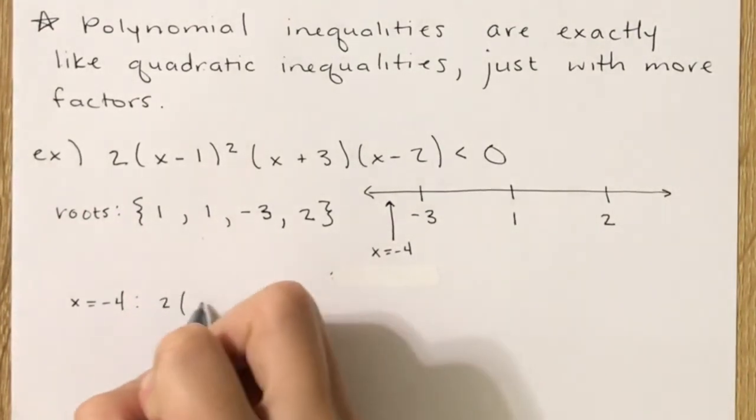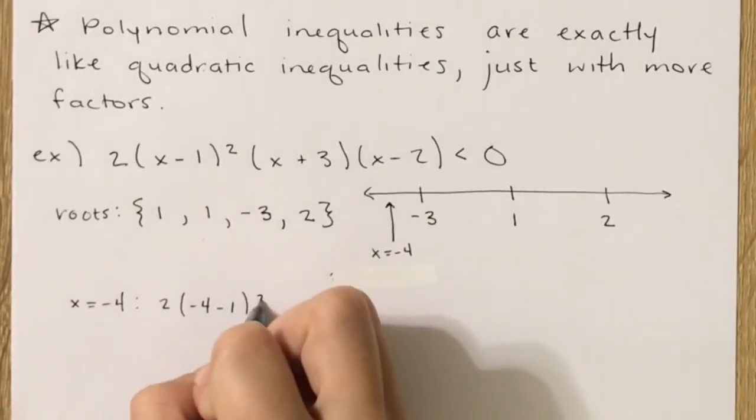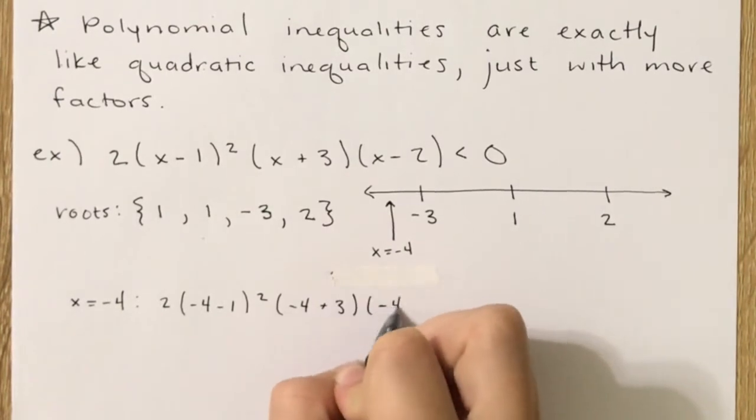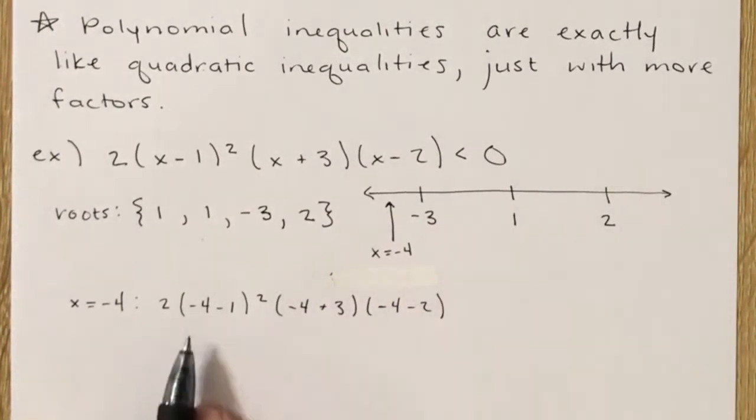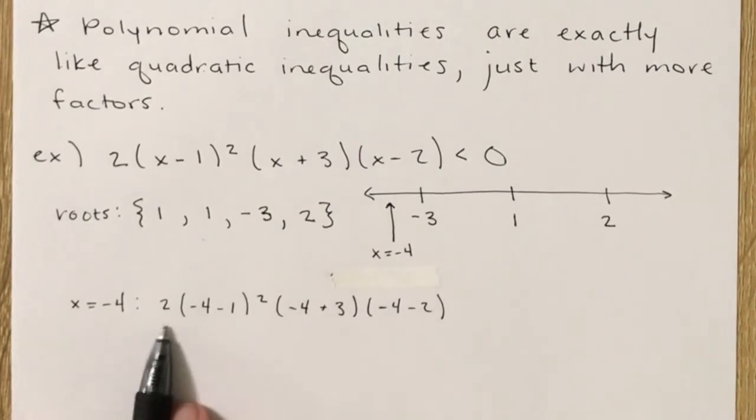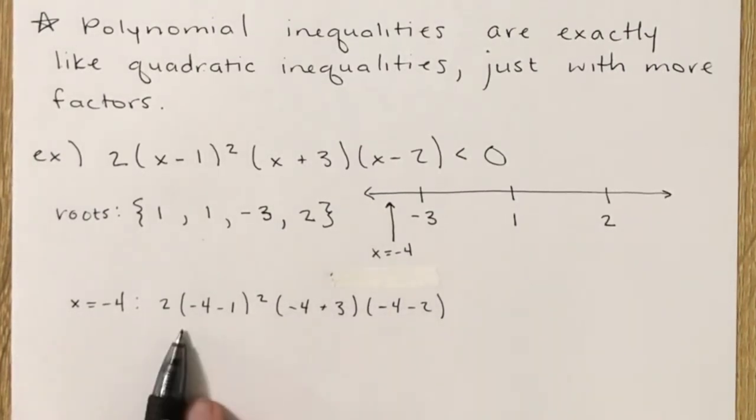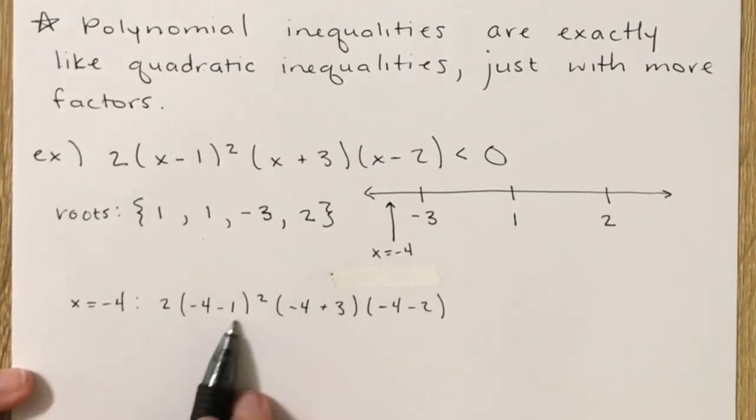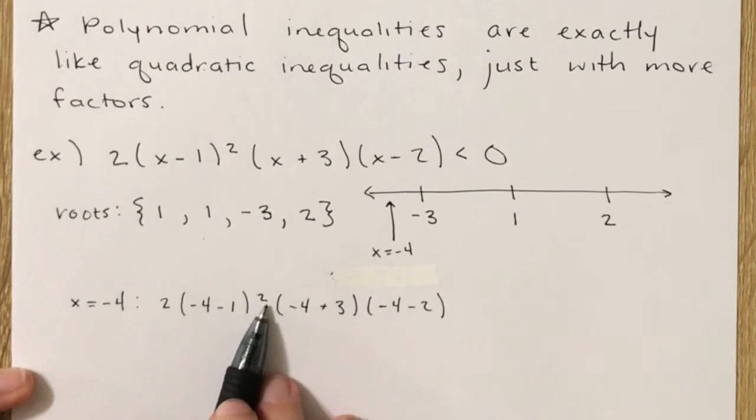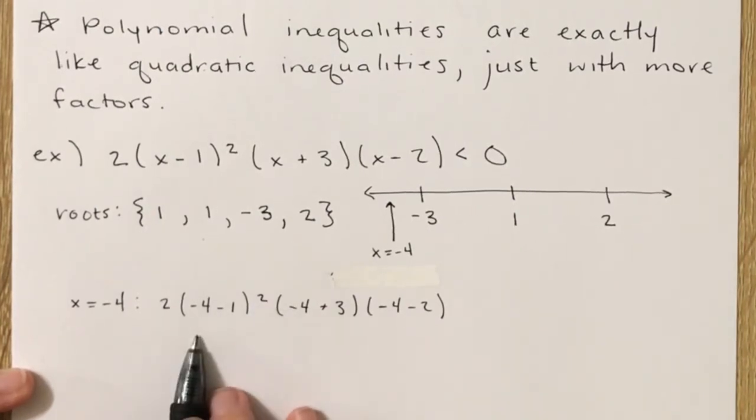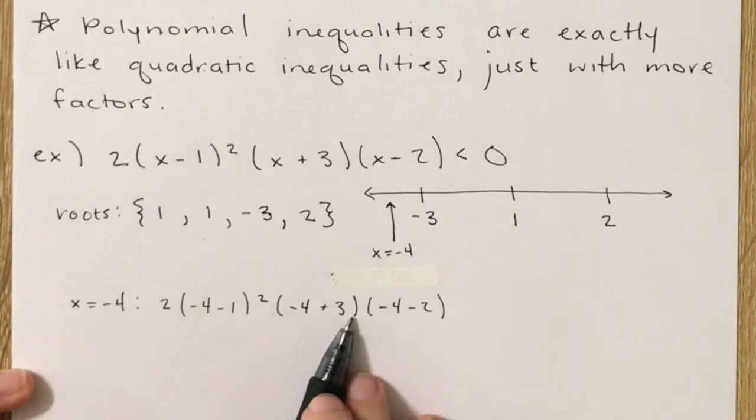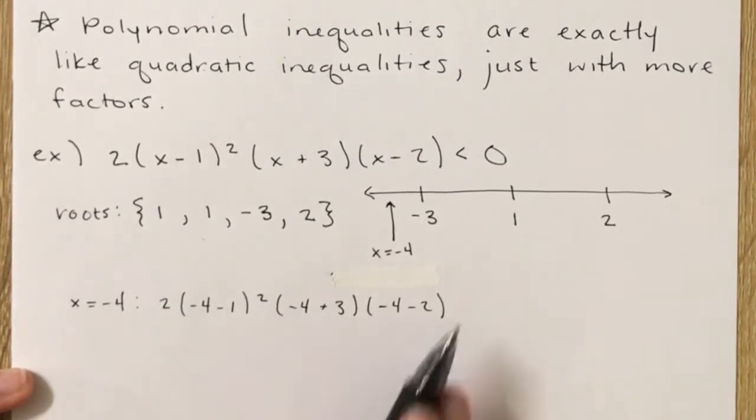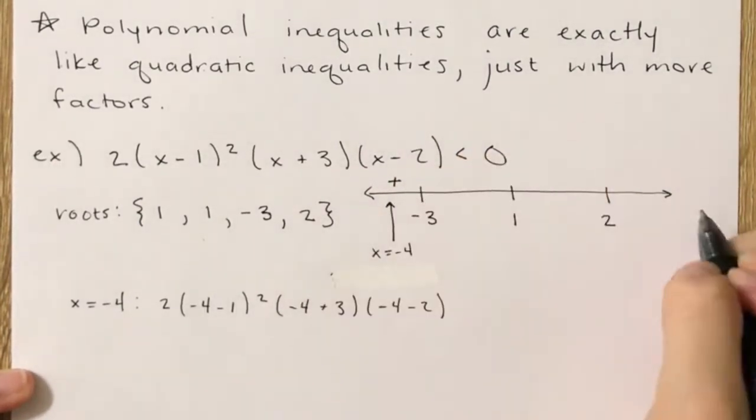So that means we've got 2 times (negative 4 minus 1) squared times (negative 4 plus 3) times (negative 4 minus 2). Again, as always, we don't need to find the actual number, we just need to think about whether it's going to be positive or negative. So we're going to have here a negative number, but it's going to be squared, right? Any real number squared is positive. Then we have a negative number and a negative number. So we have positive, negative times negative, so it's going to be positive.